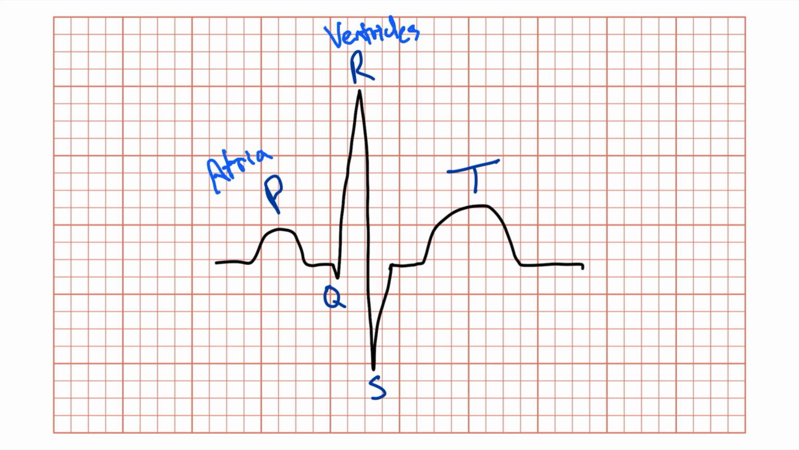So if we're looking at it electrically, we have atrial depolarization, ventricular depolarization, and then we have ventricular repolarization.